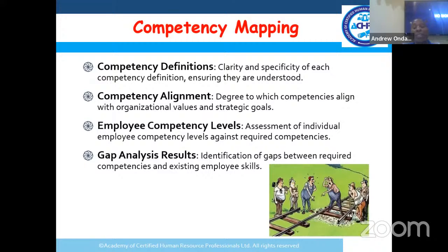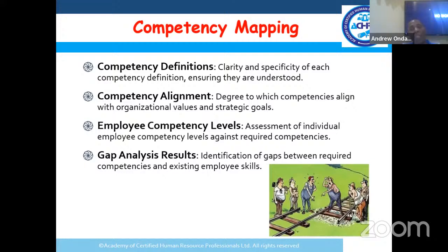Strategic goals are the objectives that an organization wants to achieve in the short term, medium term, and long term. So in terms of competency alignment, we are looking for the people with the right mix of skills that will fit into the organizational culture and by extension, organizational values. So we are talking about alignment.